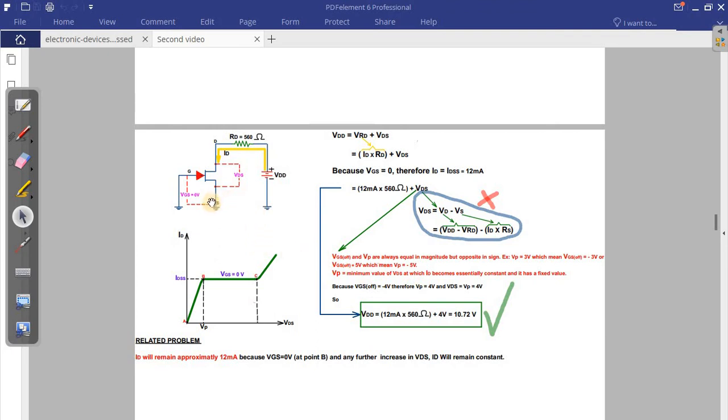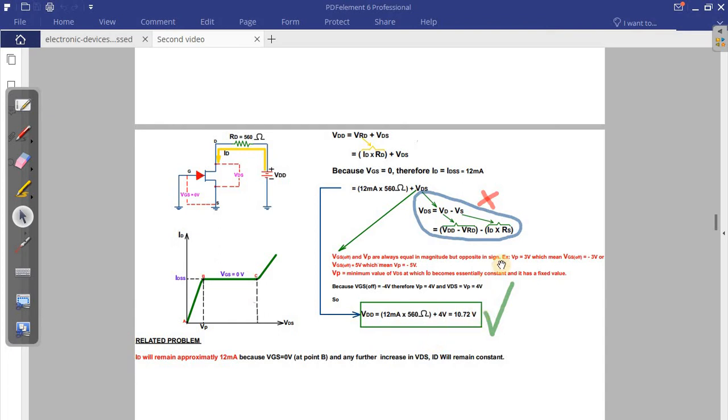Automatically, guys, when you don't have a resistor here, don't even think about this method, because you're going to get stuck for nothing and waste time. This question you need to solve in 1 or 2 minutes, not 5 or 10 minutes. Start asking yourself why I don't have RS. Automatically, you must deduce that VDS is equal to V pinch, which is equal to 4 volt.